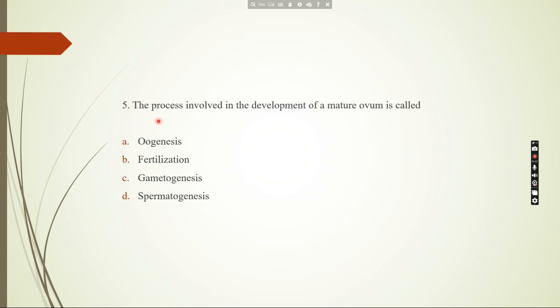The next question, the process involved in the development of mature ovum. Mature ovum development process is known as, the options are oogenesis, fertilization, gametogenesis, spermatogenesis. The right answer is oogenesis.